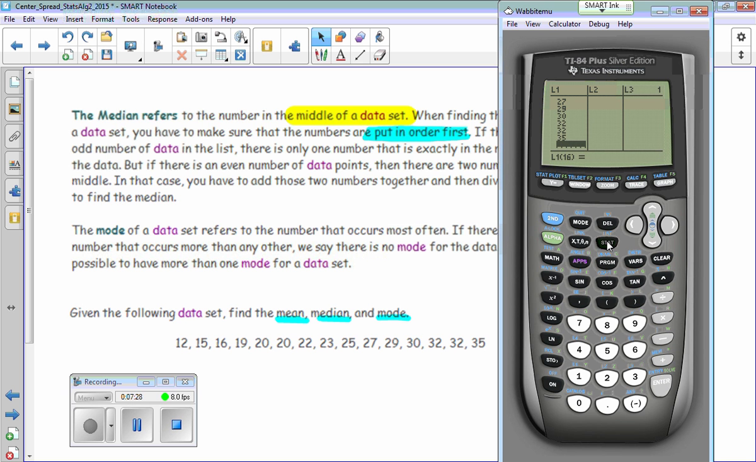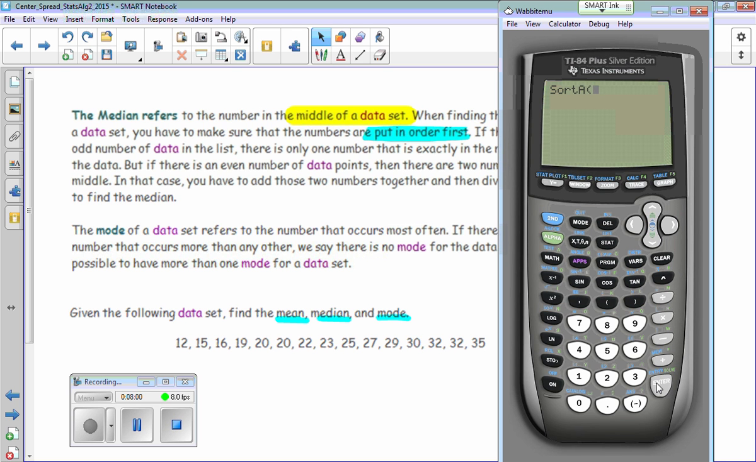If I go to Stat, do you see the sort A and sort D as an option there? Sort A means sort in ascending order. Right now it is already in ascending order. Ascending means it's going from smallest to largest. Sort D would be to sort in descending order. I'm not really sure why we would need to do that. We have to tell the calculator what list we want it to sort.